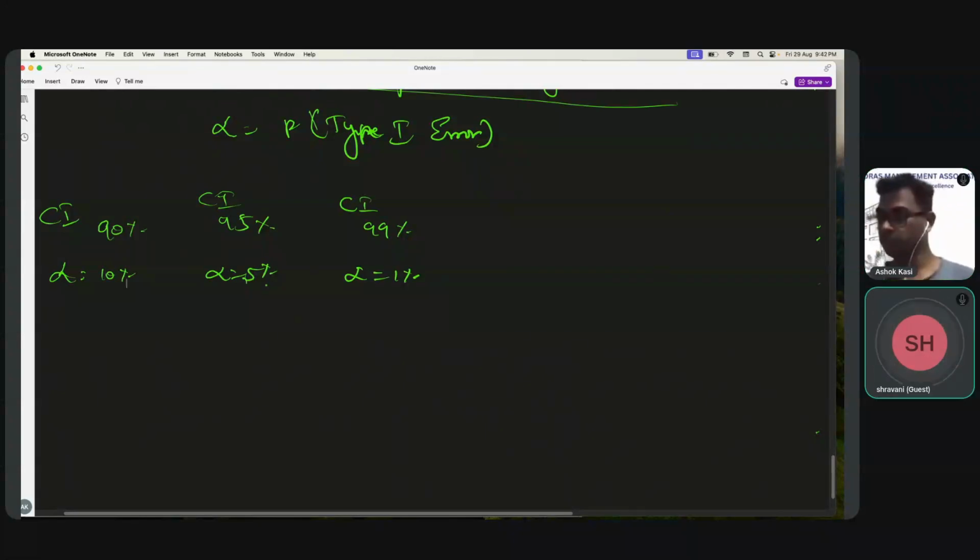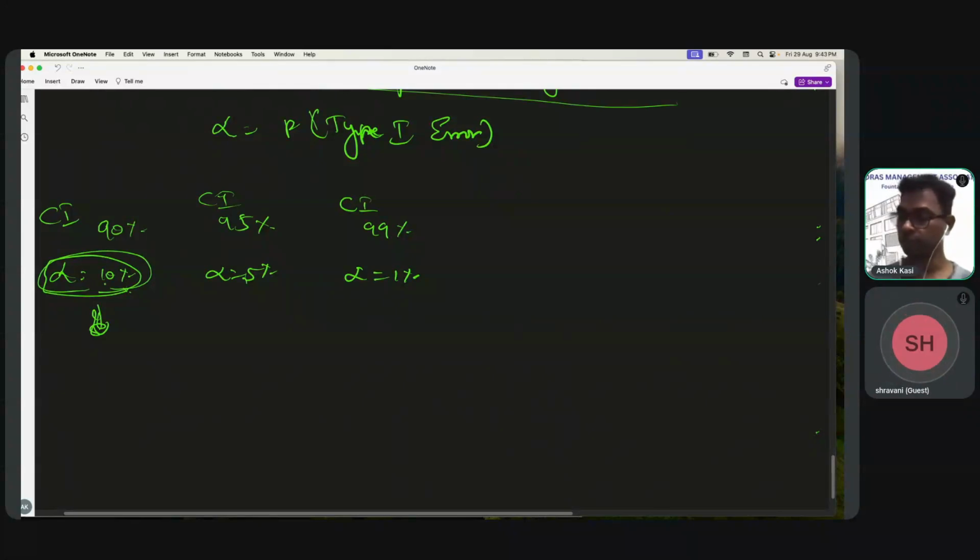So here there is 10% probability to make type 1 error. That means you are rejecting the null when it is true. That means that person is really punctual, but still you are rejecting. 10% of the time we are rejecting. That much is the risk. Here 5% of the time we are rejecting a punctual person. Here 1% of the time we are rejecting a punctual person.